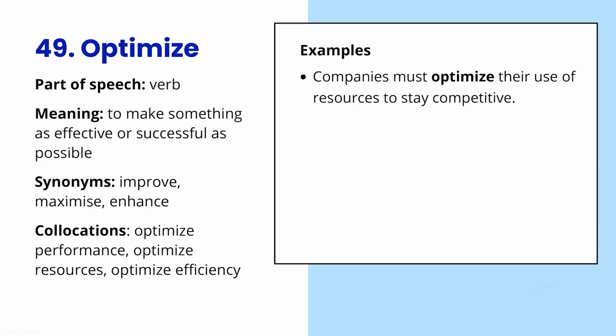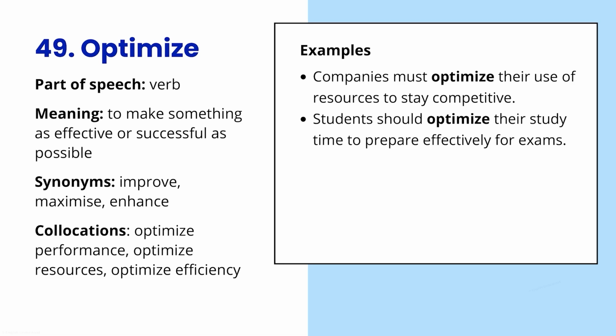So this means if companies have money or time, they must use those things as effectively as possible to stay competitive and to stay in business. Students should optimize their study time or use their study time as effectively as possible to prepare for exams. Now, some students confuse optimize with improve, but optimize means making the best use of something, making it the best that you can. But improve, on the other hand, means making something better. But maybe you don't make it the best that it can possibly be.